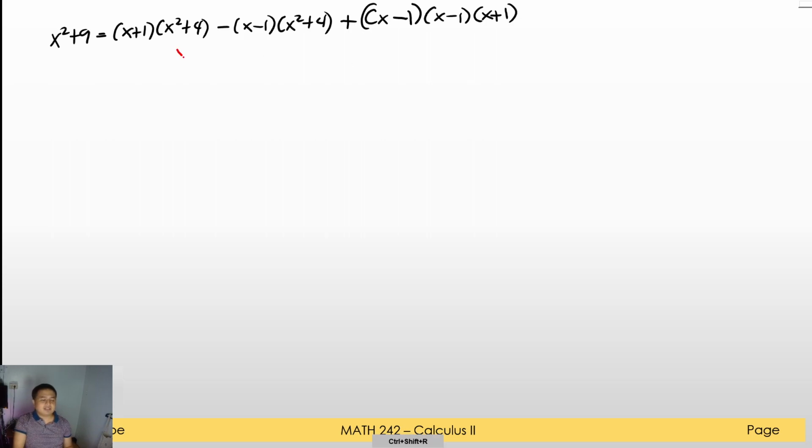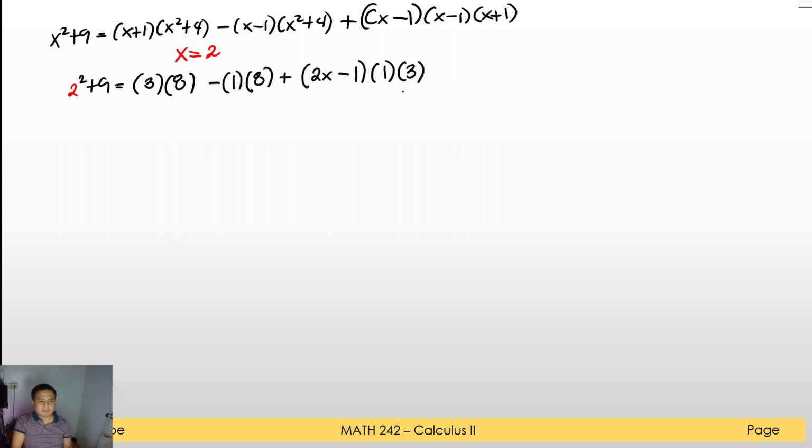So you can assume any value of x at this point if you have only one last remaining coefficient. So you can try 1 million or whatever. But I will just use here the smallest number available. I will just use 2. So this will be 2 squared plus 9 is equal to, so I will just solve this one. This is 3. So 2 squared plus 4, this is 8. And then minus, so 2 minus 1, so 1. 2 squared plus 4, so 8. Plus you have here 2c minus 1. And then you have 1, you have 3.